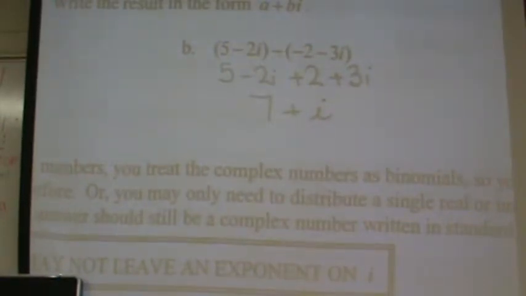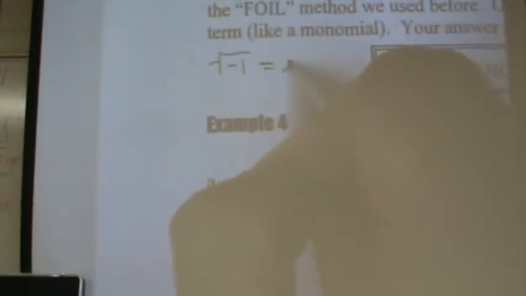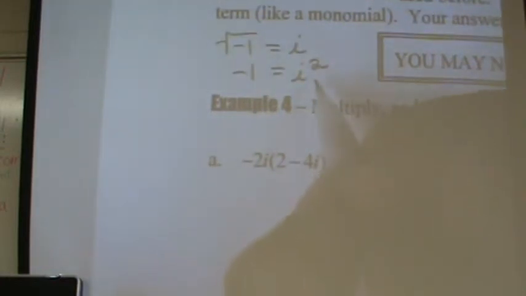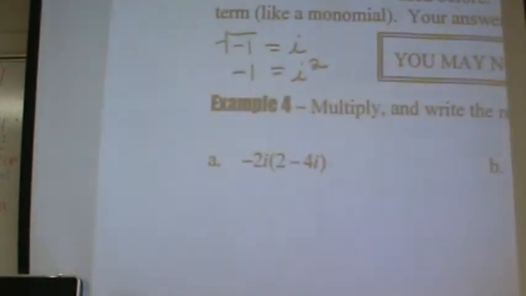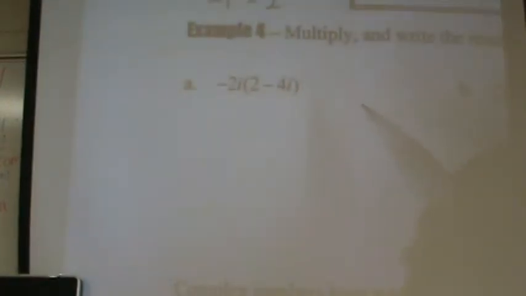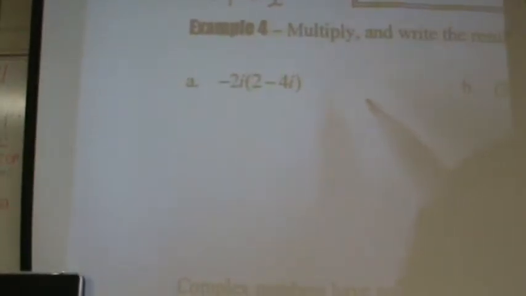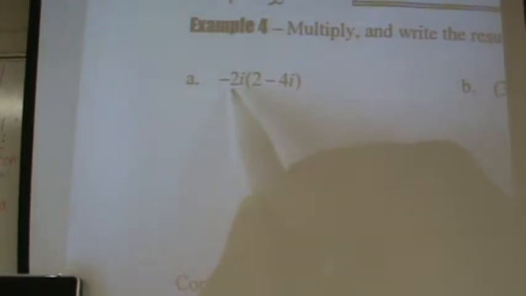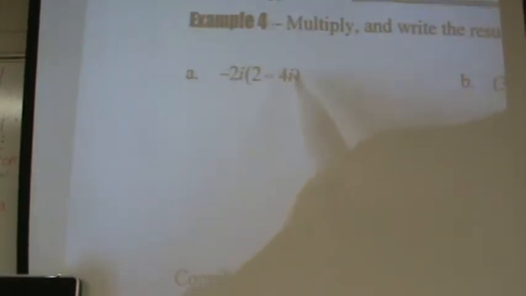Okay, now, do you recall what I told you, that the square root of negative 1 is i, but what is i squared equal to? Negative 1. So every time, remember this, every time you see i squared, replace it for negative 1. So, like I said, you can add, you can subtract, you can multiply, and you can divide. What are they asking you to do in this problem? They're asking you to distribute negative 2i times 2 minus 4i.